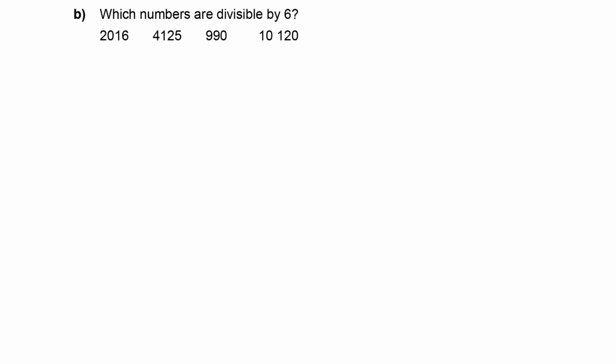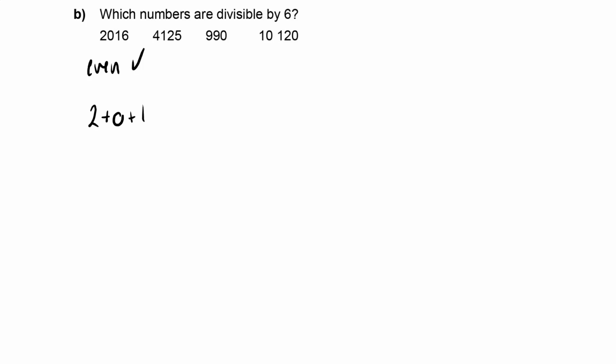Which numbers are divisible by 6? Remember, for divisibility by 6, we have to confirm two things. First, we have to confirm that it's divisible by 3, and we also have to confirm that the number is even. Confirming that the number is even is fairly simple because it's very easy to recognize whether the last digit is even or odd. So in the case of 2016, we can say that it meets the first requirement of being even. Then we need to do the check to see if it's divisible by 3.